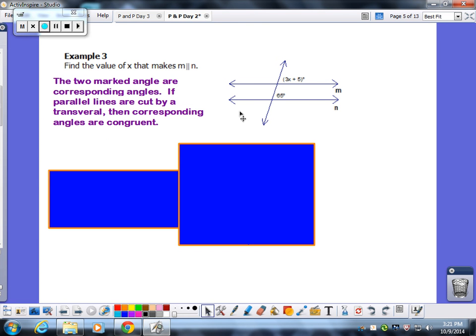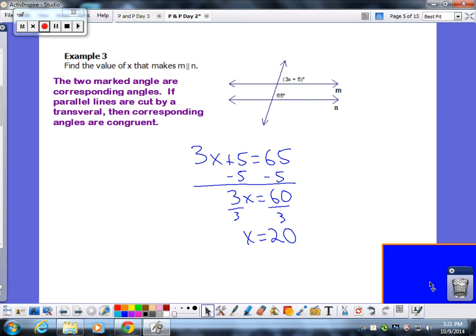In example 3, 3x plus 5 and 65 are corresponding angles. Whenever we have corresponding angles, they are congruent. And we know that lines are parallel if the corresponding angles are congruent. So 3x plus 5 equals 65. We solve and we get x equals 20.